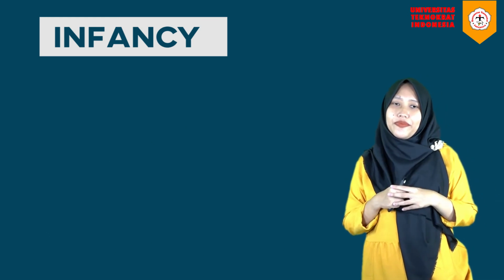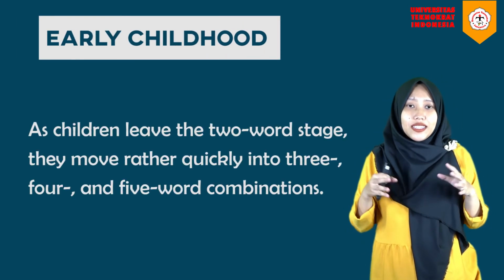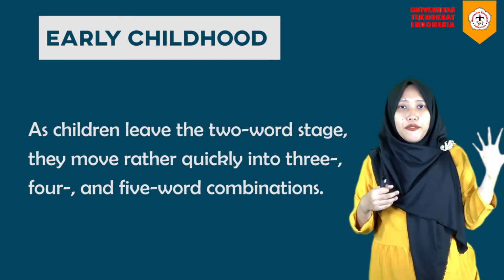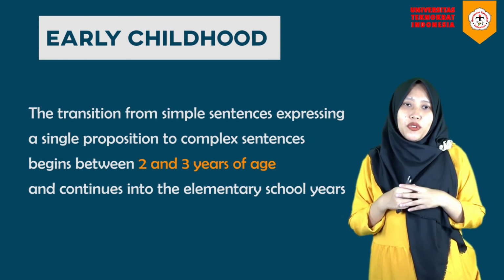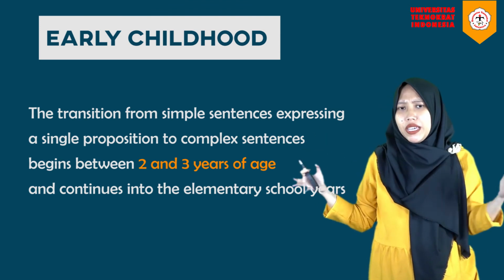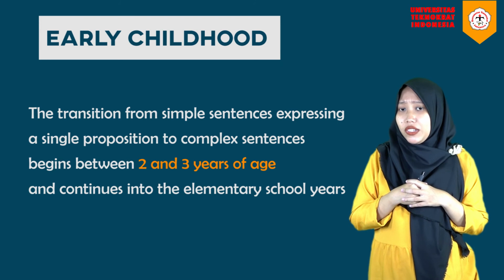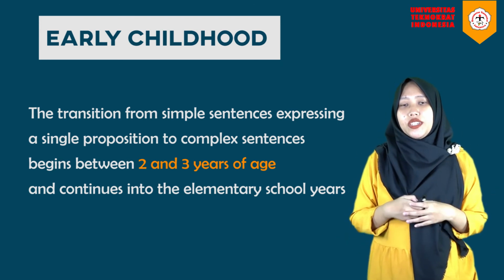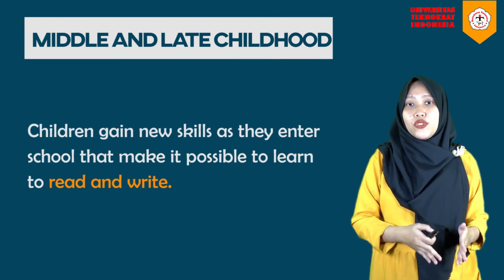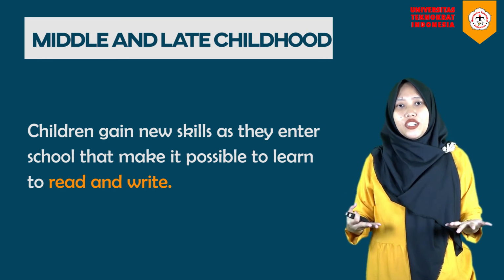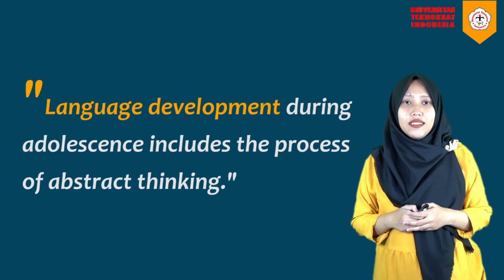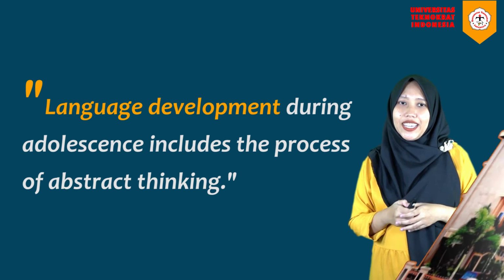Creating phrases. In early childhood, as children leave the two-word stage, they move rather quickly into 3, 4, and 5-word combinations. The transition from simple sentences expressing a single proposition to complex sentences begins between 2 and 3 years of age and continues into the elementary school years. Middle and late childhood. Children gain new skills as they enter school that make it possible to learn to read and to write. Lastly, language development during adolescence includes the process of abstract thinking.